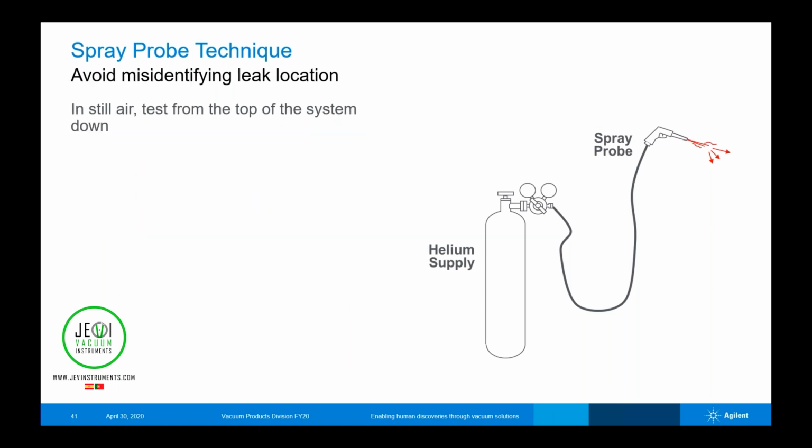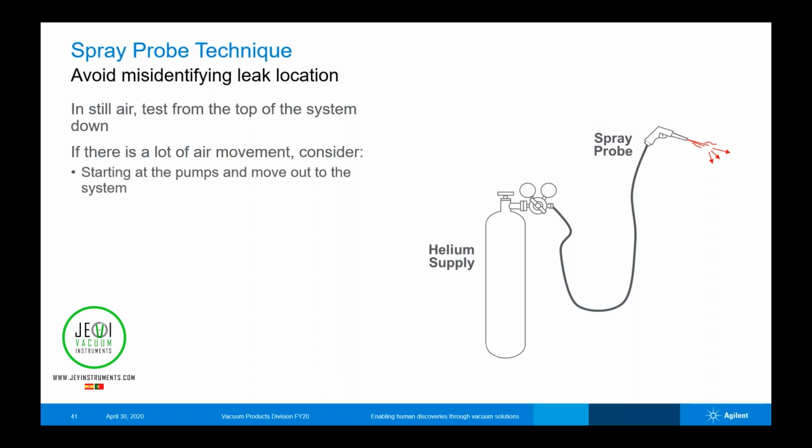So when you're leak testing your system, you want to start at the top, work your way down. If there's a lot of air movement, you might want to consider starting at the pumps first and then working your way out away from the pumps.